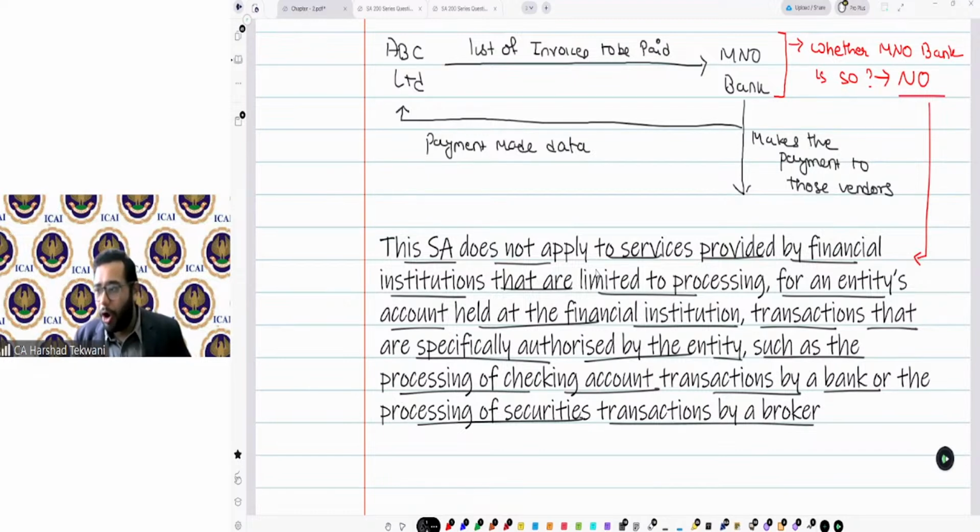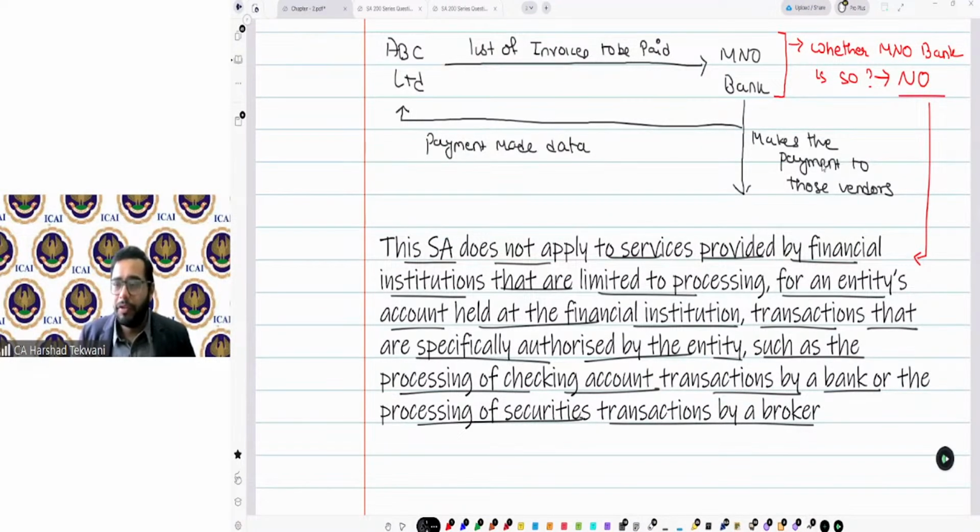Why? Because if we consider each and every entity as a service organization, then our vendors will become our service organization. We had to somewhere create a distinction between a service organization and a vendor. So for example, today you are procuring services from MNO Bank. Tomorrow you might be procuring travel related service for your employees. Somehow it may impact your financial transactions, and somehow it may fall under the definition of a service organization. But that is not a service organization.